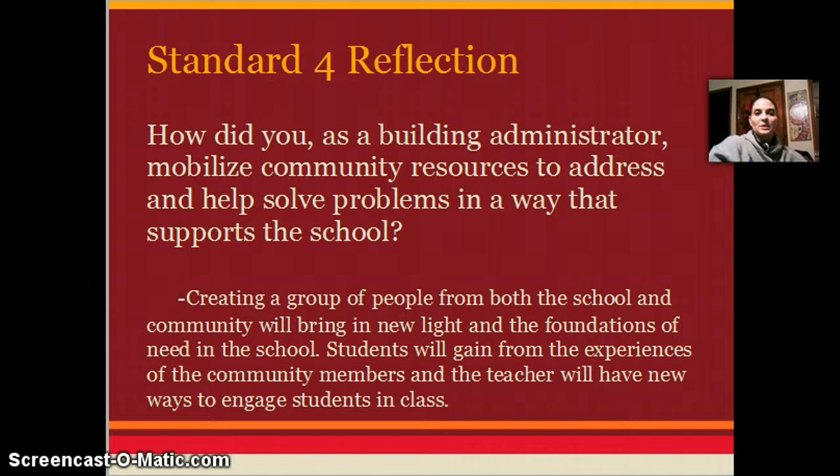This was my reflection and view of this case study for Standard 4 and how important community and parent involvement is in the school.